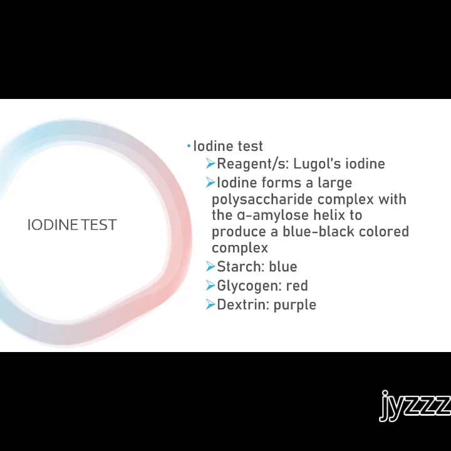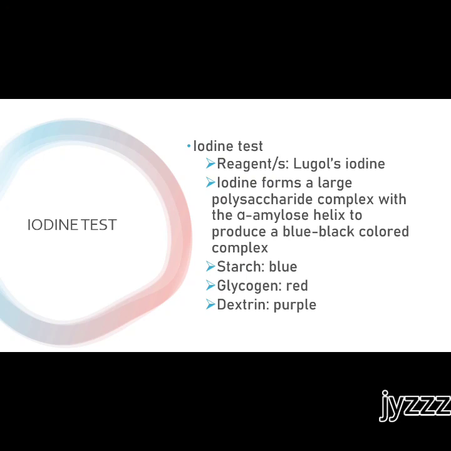For this, your iodine forms a large polysaccharide complex with your alpha amylose helix to produce a blue-black colored complex. Your alpha amylose is a component of your starch. Your starch contains alpha amylose, a helical saccharide polymer, and your amylopectin. So your iodine forms a large polysaccharide complex with your alpha amylose helix to produce a blue-black colored complex.